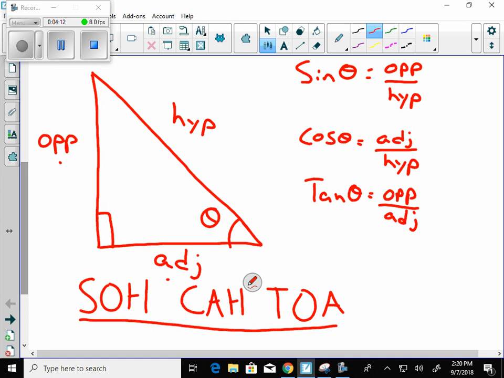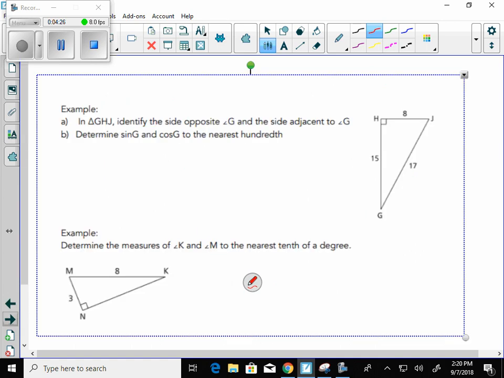Now, we discussed that identifying between the opposite and the adjacent is tricky. Once you can identify between these two, then you can figure out which ratio to use. Okay? So let's try some examples. I'm going to write down SOHCAHTOA up here, just to help. All right. So, for example, in this triangle here, identify the opposite side, the side opposite angle G, and the side adjacent to angle G.